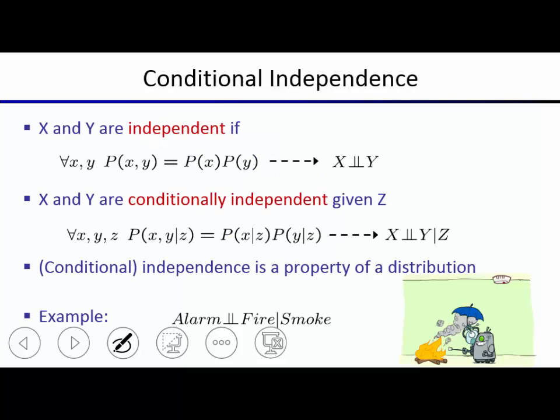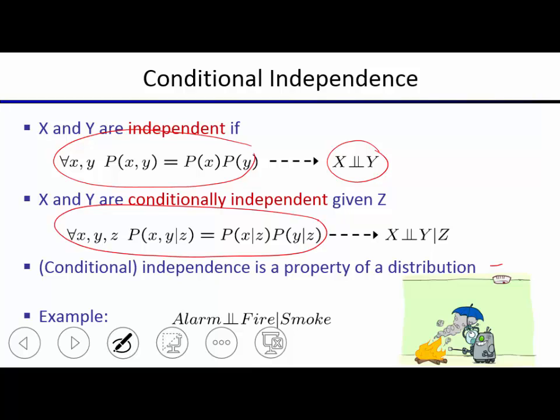Okay, so as a reminder, independence was defined this way, and we denote it as follows. Conditional independence is defined this way over here, and this is our notation for it. And our canonical example was: alarm is independent of fire given smoke, because the alarm triggers on smoke, and so once you know there is smoke, it doesn't matter anymore whether fire or something else caused that smoke; the alarm will be triggered very likely either way.